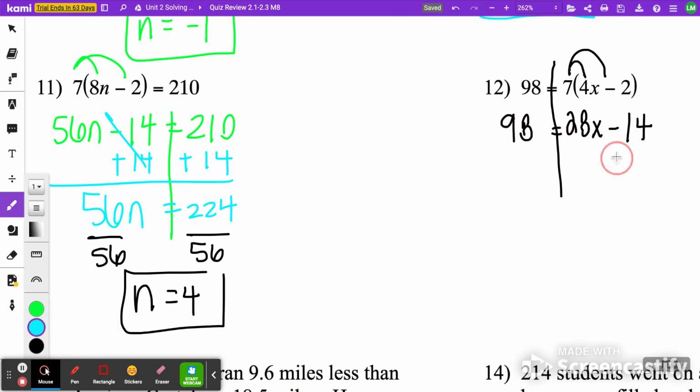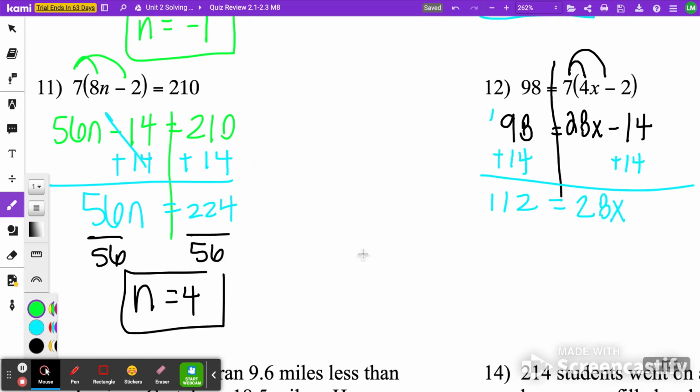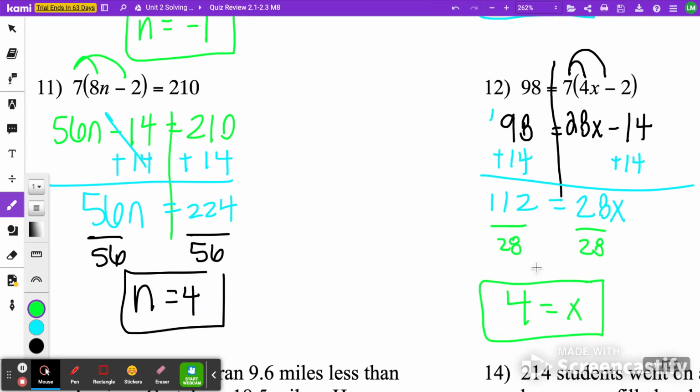Next up, I added 14 to both sides. 98 plus 14 gives me 112 is equal to 28x. So after that, I'm dividing 112 by 28. So let me show those steps there. 28 divided into 112 is 4, so x is equal to 4 for number 12.